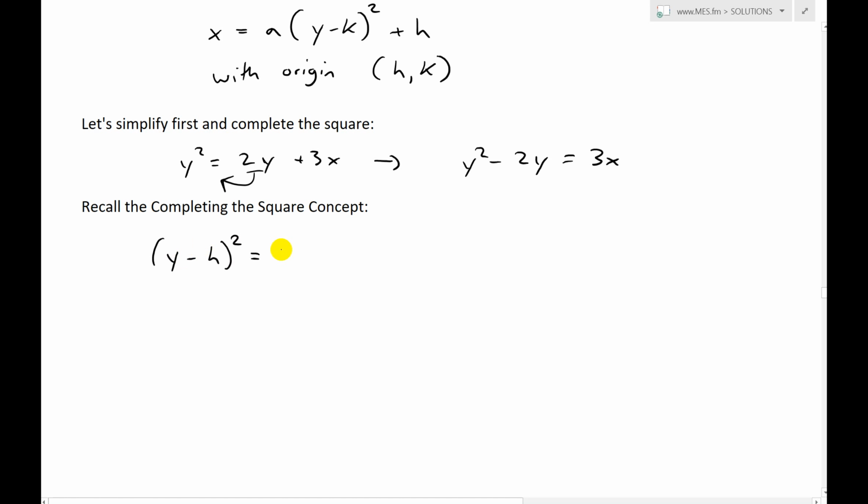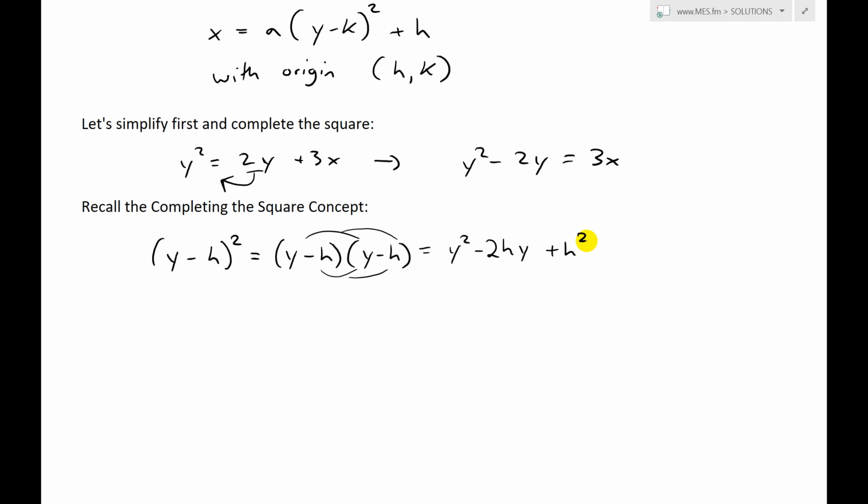So this times itself, I'll write this all out for completeness' sake. y times y is y squared, y times negative h is negative hy, and the same thing here, negative h times y, so it adds up to negative 2hy. Then negative h times negative h equals plus h squared. So that's what the square equals, and notice this y squared minus 2hy is similar to what we want.